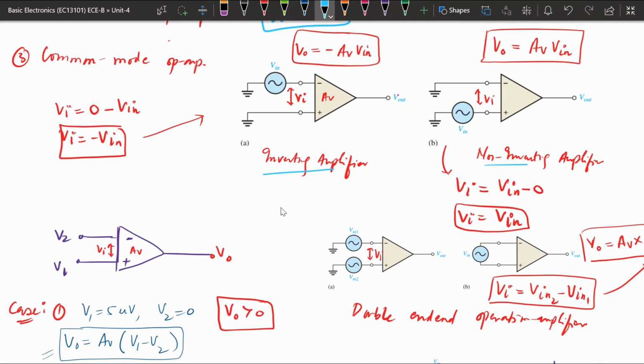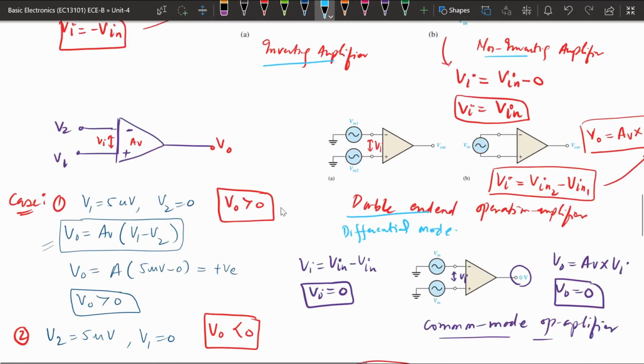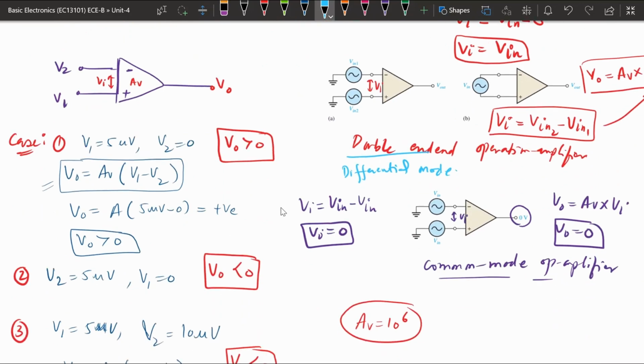And if the input is applied to both the inputs, it will be called differential or double-ended, or we will be calling it differential mode. And if the input is applied to both input terminals, but both the inputs are the same, then it will be called common mode. Okay. And also we have seen how it behaves.